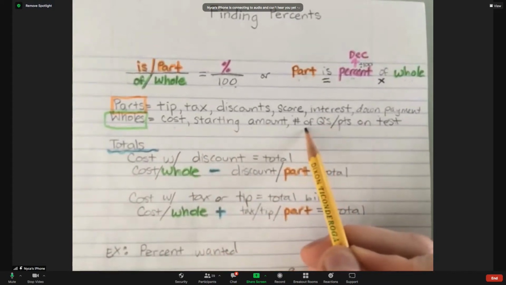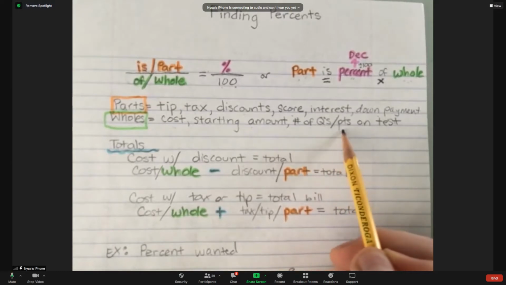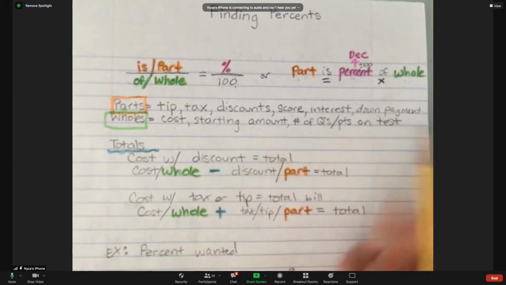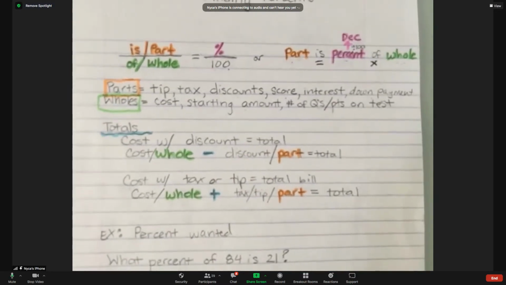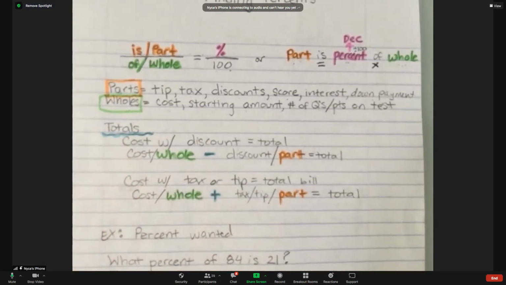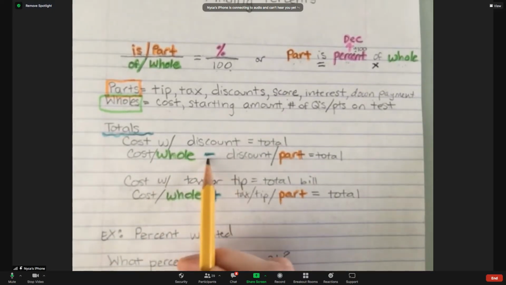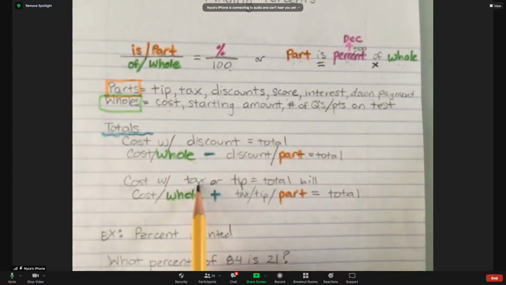And if it was a test, it'd be how many questions were on the test, or what was the test out of. That would tell you your whole. And then if you got questions that are multi-step, where they wanted you to find what is the total after you're given the discount, you have to remember to subtract that part once you figure it out. If you're given a question where it wants you to pay a full bill, how much will you leave on the table? How much will you pay after tax? Then you have to remember to add that small part to the whole to get the final total. So let's look at a few examples.